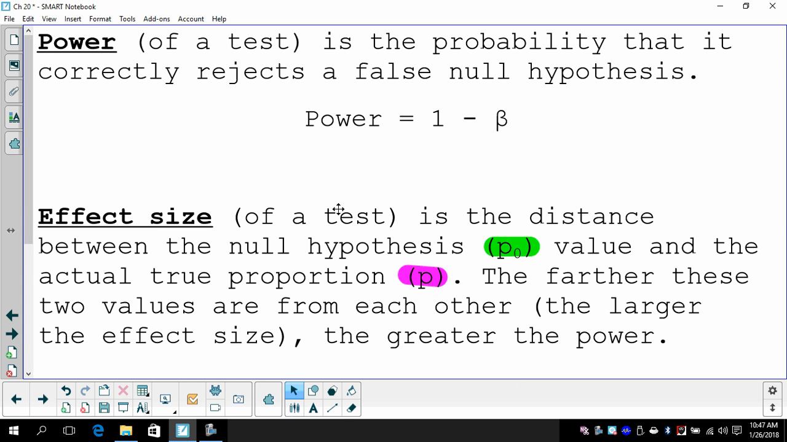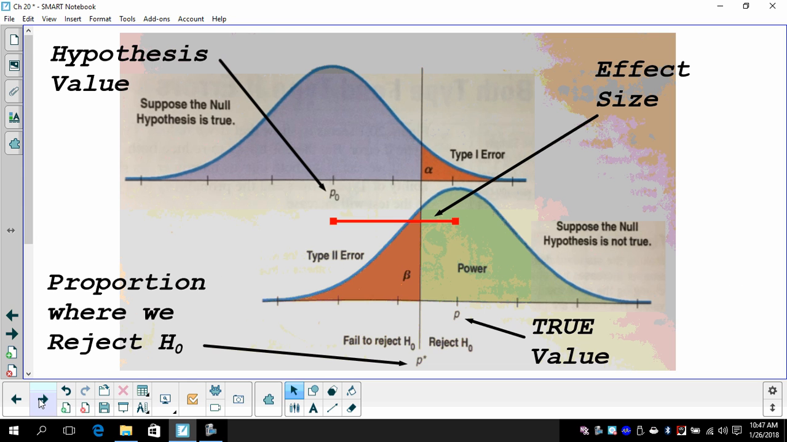So again, some of the conversations about these phenomena are a bit theoretical. This diagram is in your book. I wanted to highlight it a bit and discuss it. This P0 here is our hypothesis value, and this is a normal distribution for the probability that the null hypothesis is true. Down here we have a normal distribution for the probability that the null hypothesis is not true.